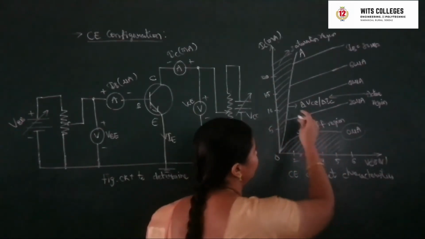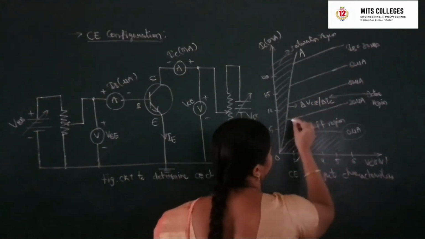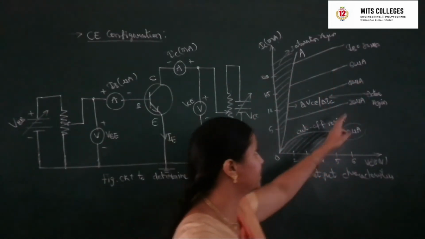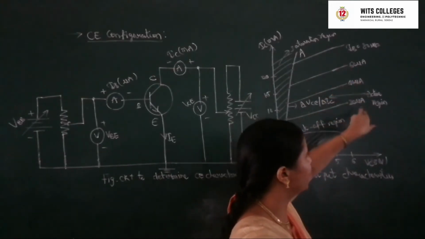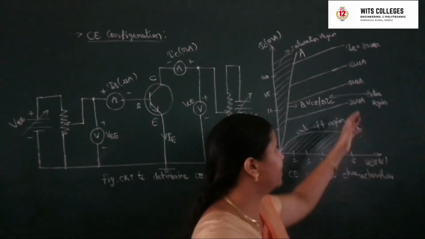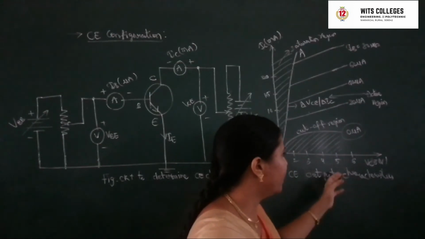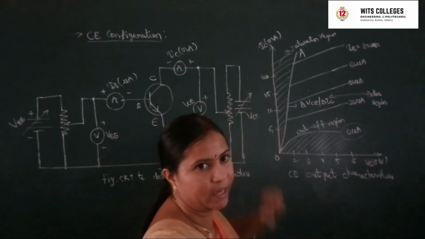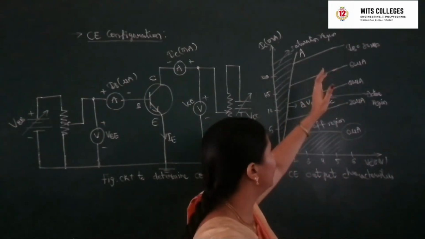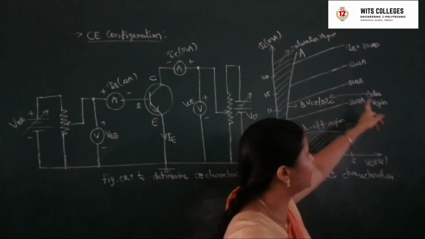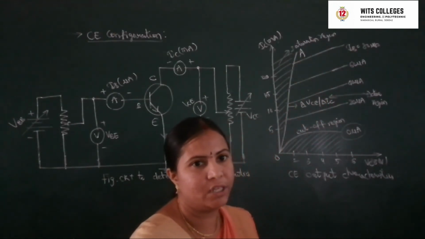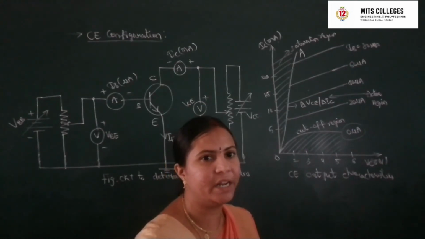Coming to the active region, where the slopes are separated linearly like this. These are equally spaced slopes. If you increase the base current step by step, IB equal to 20 microamps, 40 microamps, and so on, and vary the collector to emitter voltage at these constant values of IB, you will get the collector current. If you draw the curve between VCE and IC, you get slopes like this. These equally spaced sloped regions are the active region, and the transistor is always operated in the active region only.